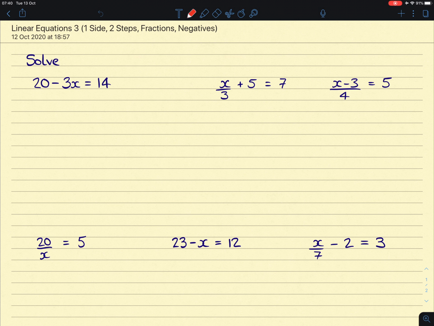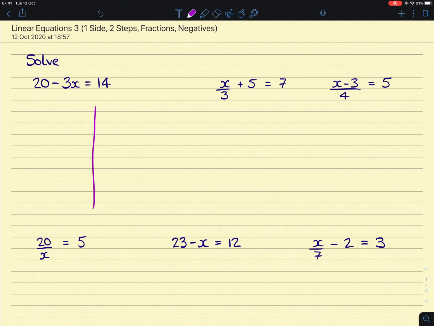In this video, we're going to be solving a variety of equations that technically can all be done in two steps. Some have more than one option. We've got a combination of negative x terms and fractions to deal with here. So the first one is an example of there being two different ways of doing it.